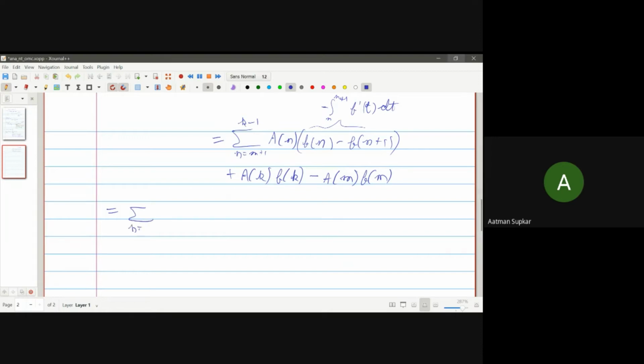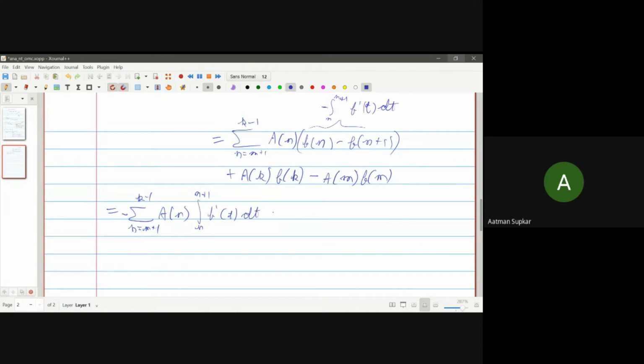Yes, it's equal to the summation n equals m plus 1 to k minus 1 of capital A n times the integral, correct, minus the summation of the integral from n to n plus 1, plus this, right, f dash t dt.